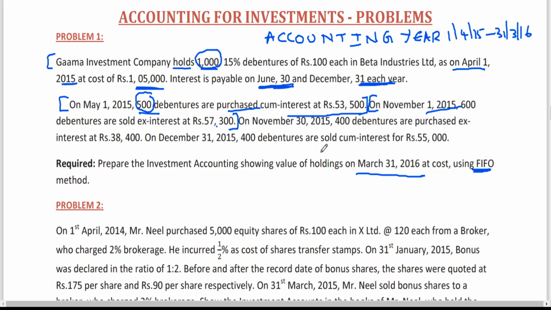Next, on November 30, 2015, 400 debentures are purchased ex interest at 38,400. Now, November 30. Again, what was the last date of payment? June 30, no? Before November 30, June 30. Now, how many months? 5 months interest is to be calculated, even though it is an ex interest purchase. The ex interest purchase price of 38,400 is not including interest, no? But when you are buying, in addition to 38,400, you also have to pay interest for 5 months. Okay, so that will become the next point. 30th November 2015.